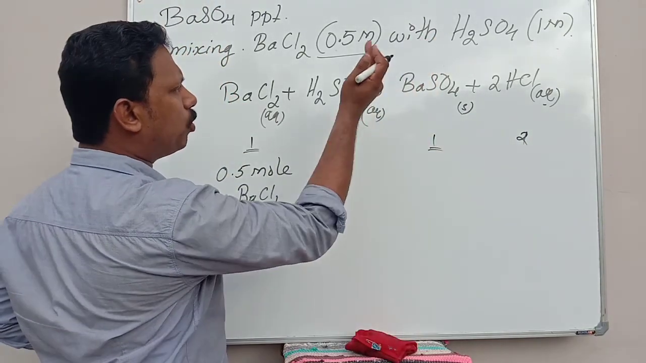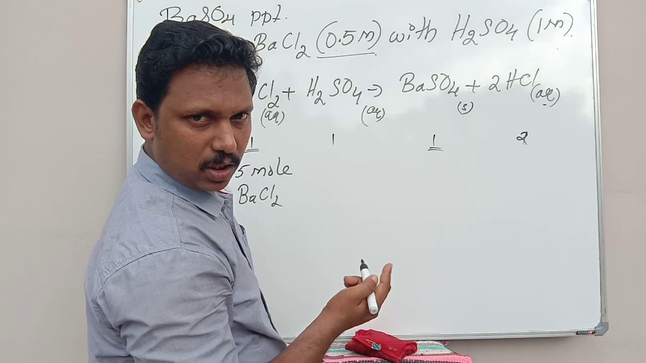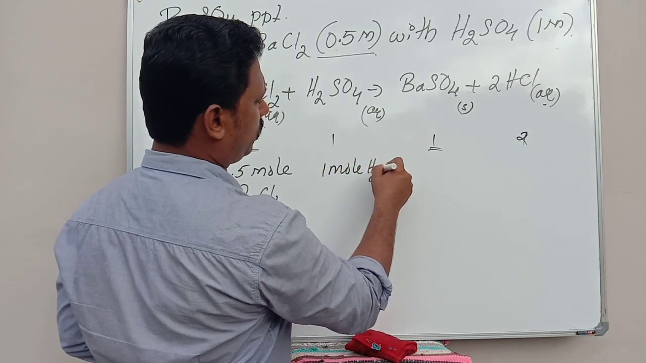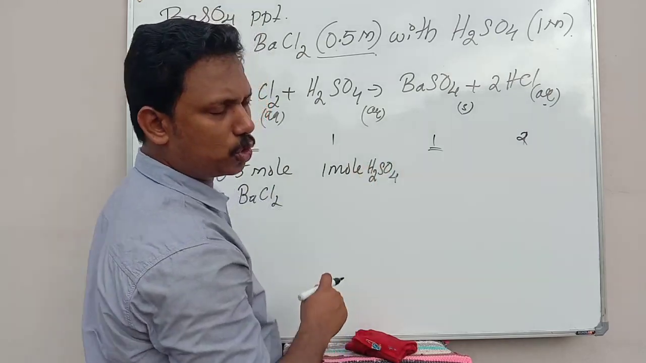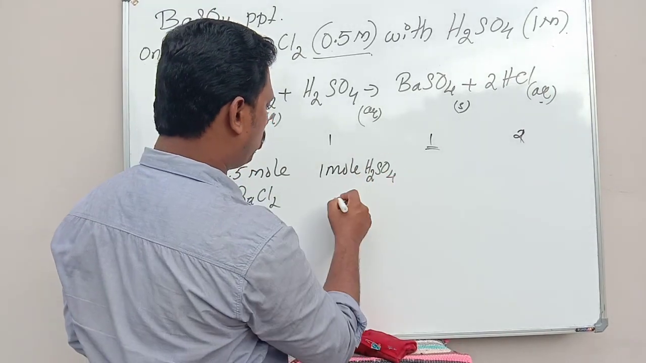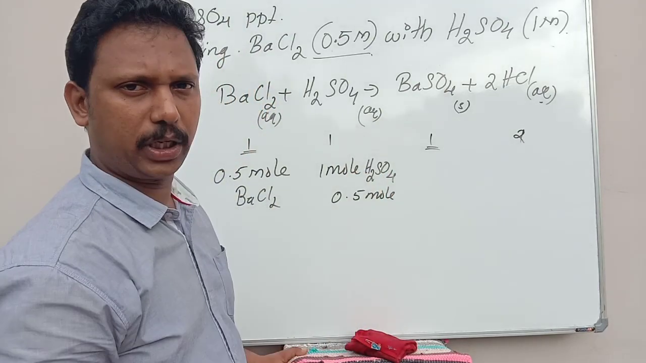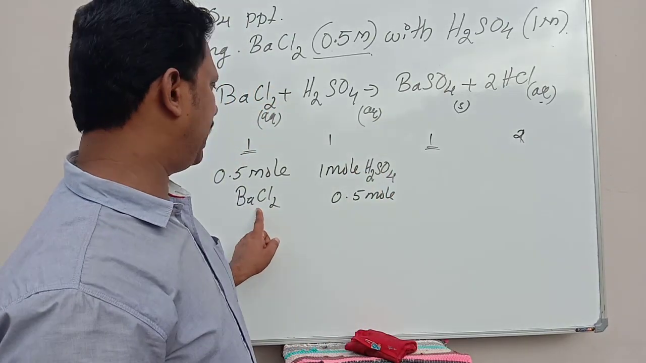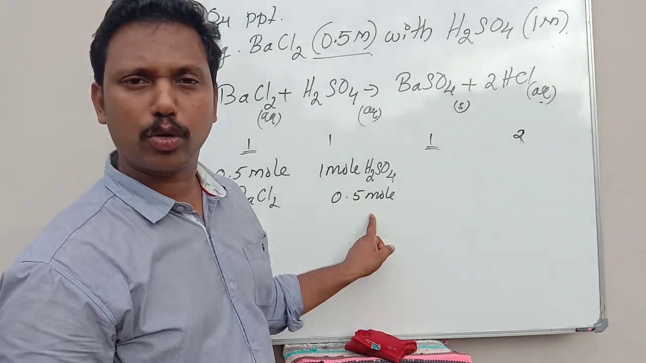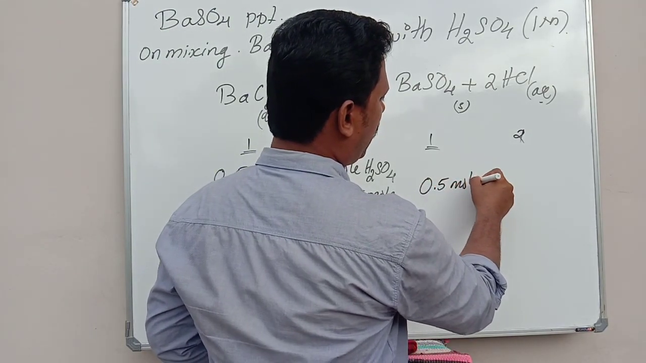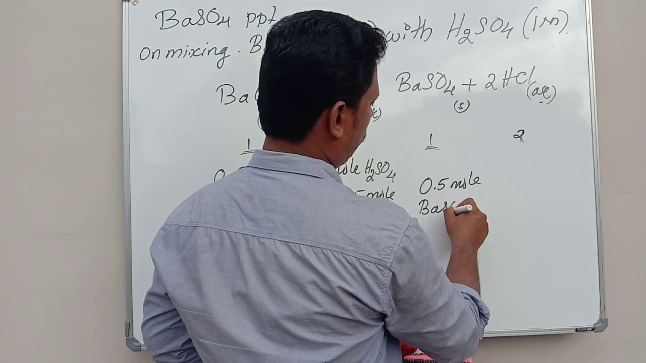And if you take 1 molar H2SO4 solution, then 1 liter will have 1 mole H2SO4. So 1 mole sulfate ions will be there, but out of that 1 mole, only 0.5 mole will react. That's the point. So 0.5 mole of barium will react with the 0.5 moles of sulfate, and that will form 0.5 mole of barium sulfate.